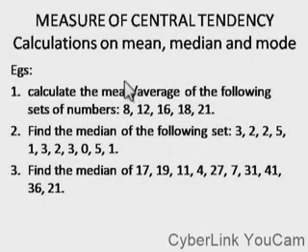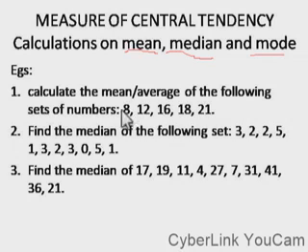Now here we have what we call the measure of central tendency. The measure of central tendency involves the calculations of mean, median, and mode. These are what we call the measures of central tendency. So we are going to be calculating the mean, median, and mode. So we have the first question here. Calculate the mean or average. So another name for mean is what? Average of the following sets of numbers.